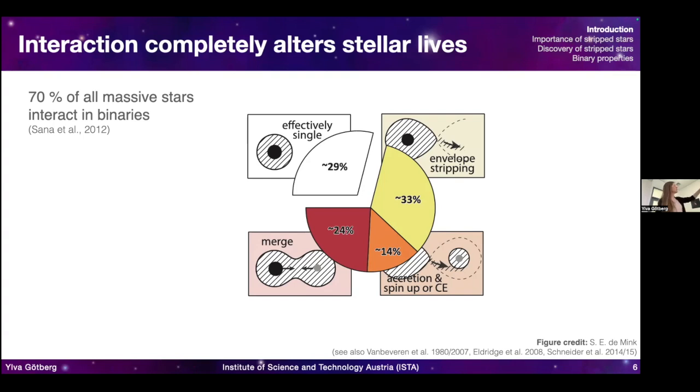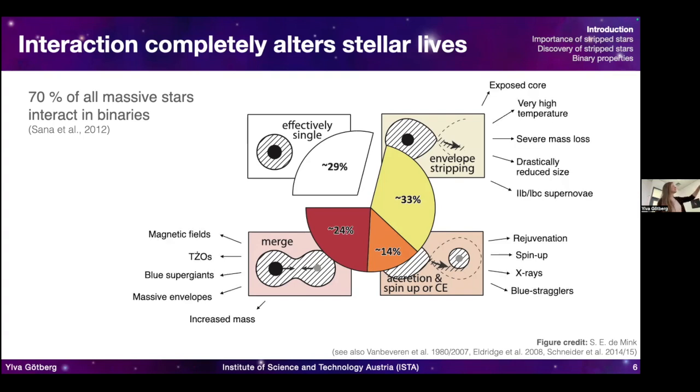And these three major groups, the envelope stripping, mass accretion, and even merger, are all significant differences of the stellar evolution pathway, resulting in a variety of different things. We will not go so much into detail. This was just to show that it can be quite fun when you work with binaries. There is quite a lot of things you can do. I will focus on this third here, the envelope stripping part, and talk a little bit about what that means, what's the outcome, and why we care about that.